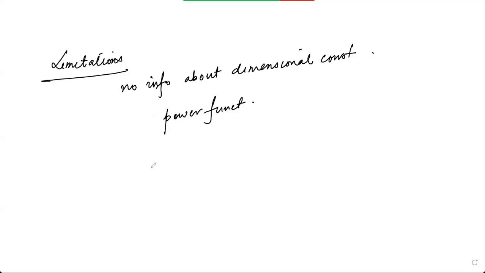It can only check whether a physical relation is dimensionally correct or not. It cannot tell whether the relation is absolutely correct or not.